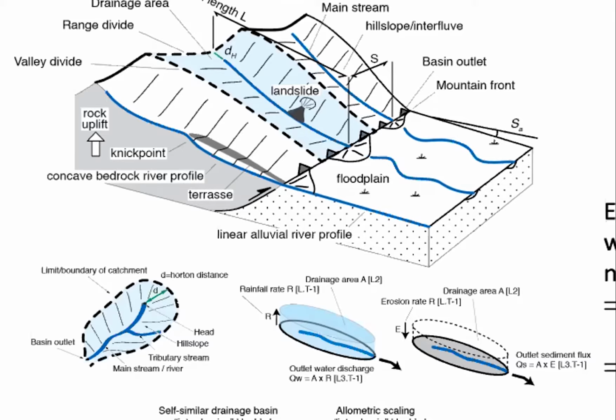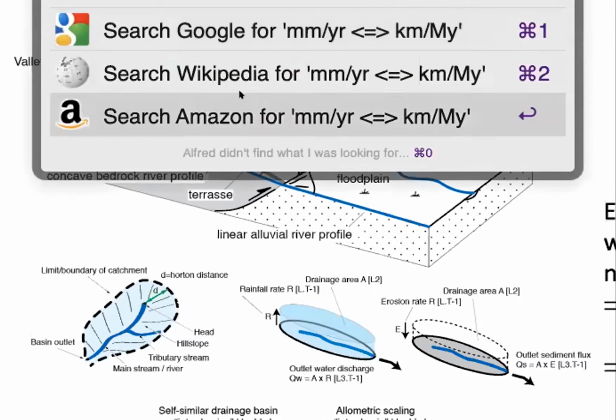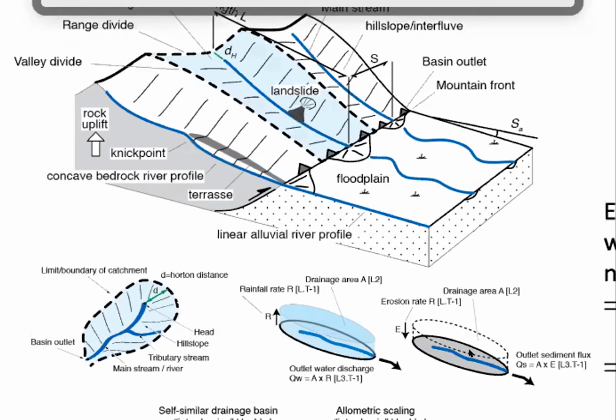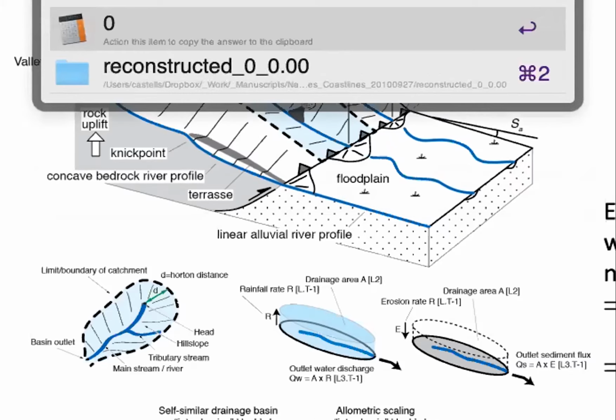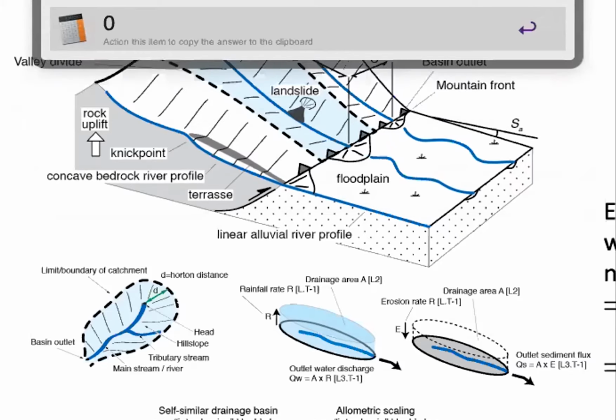Is anybody finding the answer? So we're calculating Qs. Drainage area, 6,000 times 10 to the 6 meter square, multiplied by 0.32 millimeter per year, which is 10 to the minus 3 meters. So 0.32 times 10 to the minus 3 is 0.00032.